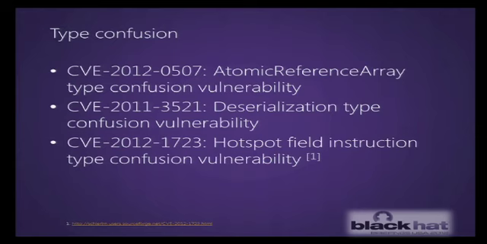So the vulnerability can happen from any module inside the JRE. And the third one is actually from HotSpot field instructions. When you are doing putfield and getfield instructions, there can be some type confusion between a static field and some instance field.